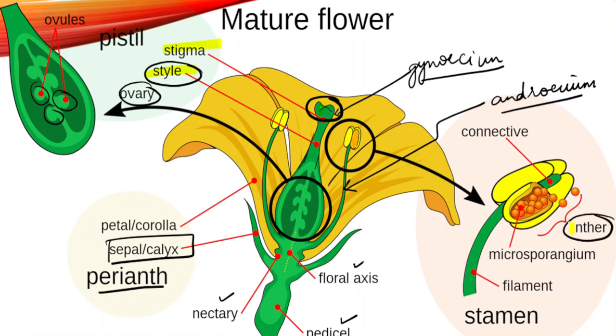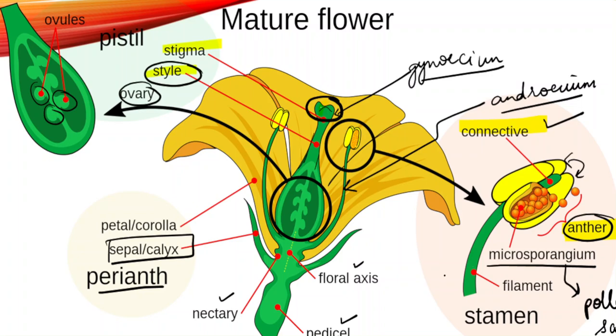They are showing you the structure of the anther also. They are showing you the connective. Connective is a thing which connects the anther parts. Anther is a bilobed structure, so the connective is connecting the two lobes. Then microsporangium, what is it? The microsporangium is known as the pollen sac.